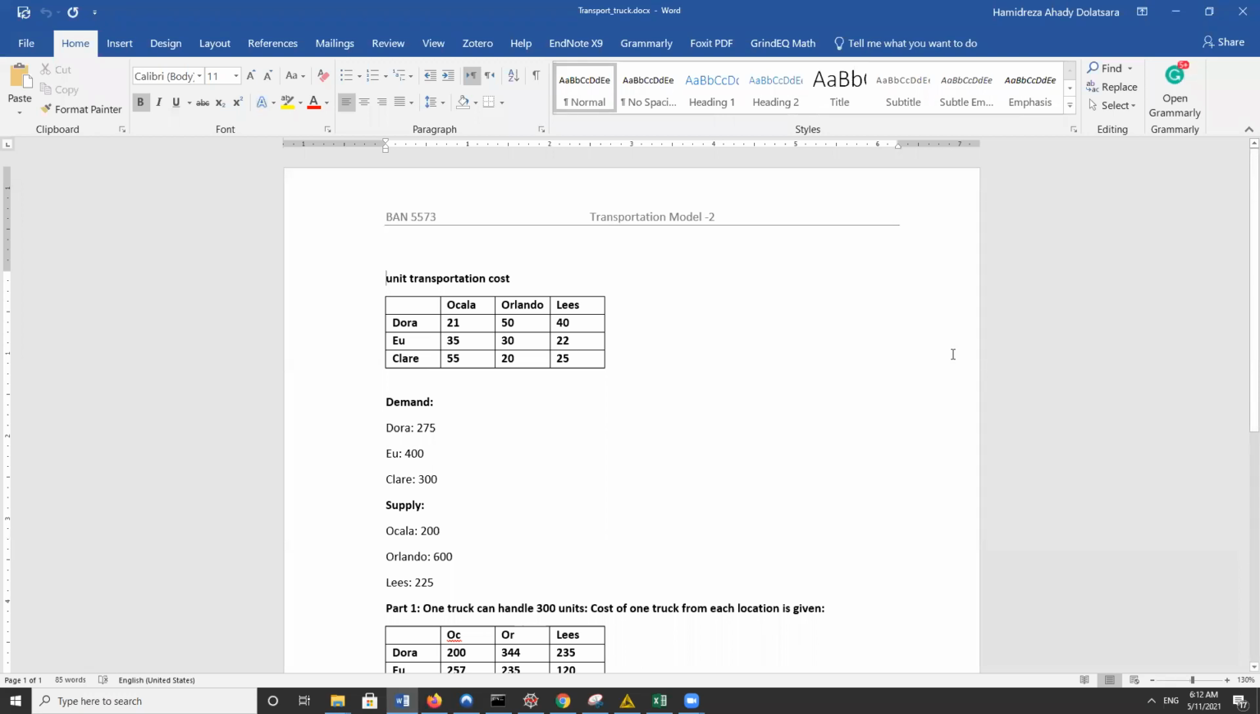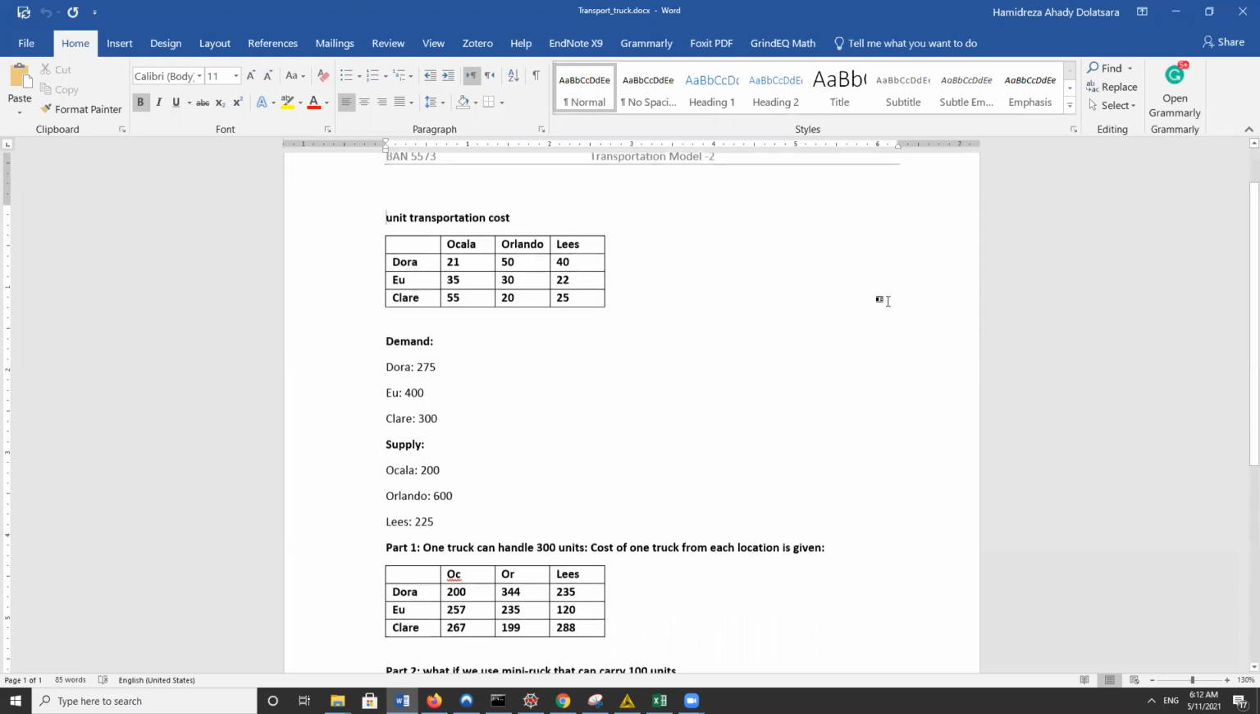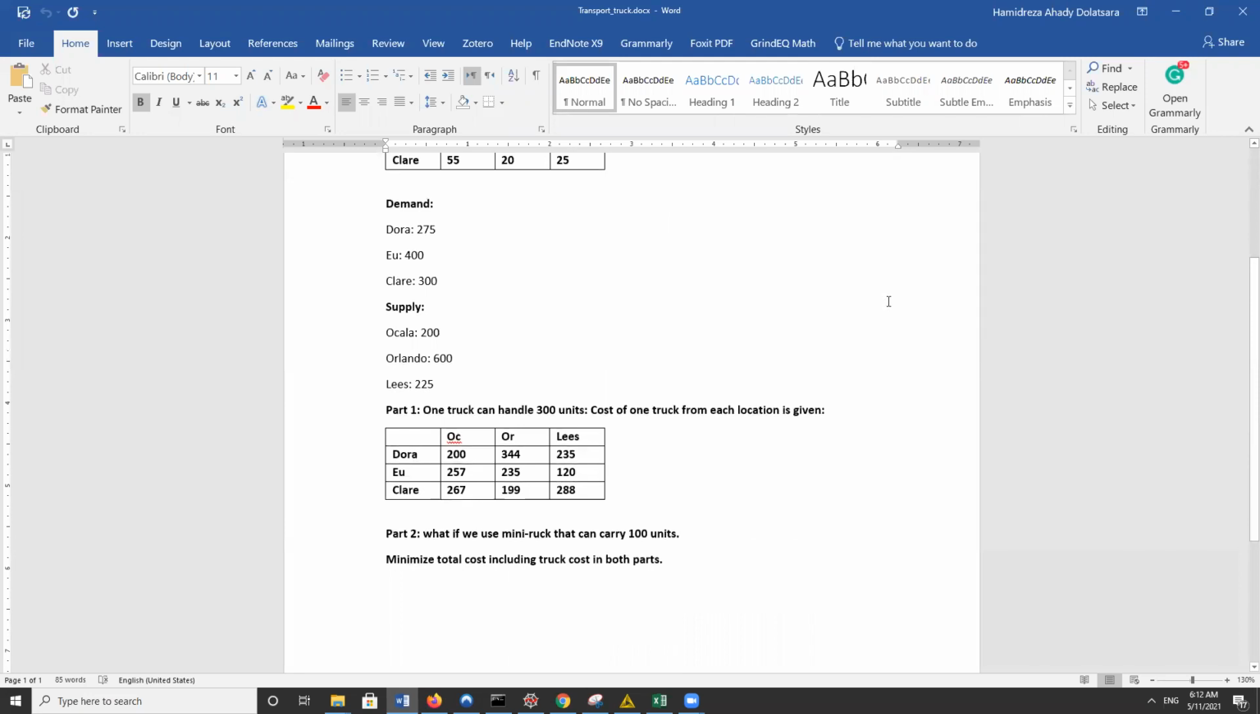So look at this example. We have a network of supply and demand nodes, Dora, EU, and Claire. We have demand of 275, 400, and 300. We also have supply from Ocala, Orlando, and Lee's, 200, 600, and 225. So now we want to include the cost. Sending a unit from Dora to Ocala, Orlando, and Lee's costs 200, 344, and 235, and similar for all the nodes. It's a transportation problem.